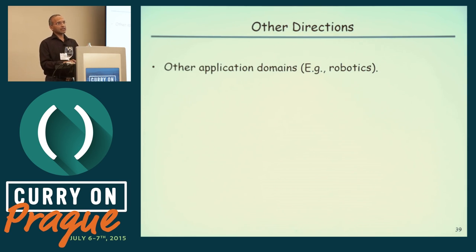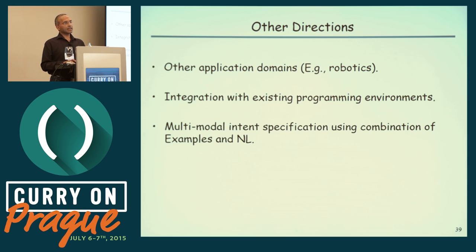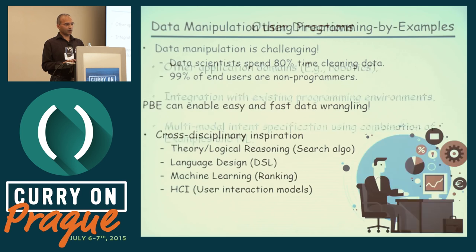You might imagine applying this technology to other domains. I think in a couple of decades when household robots become more common, this will be a fantastic technology to program robots. You can imagine integrating this inside existing programming environments, because this can be useful even for developers. And ideally, the intent should be expressed using combination of examples and natural language, because sometimes tasks are easier specified using natural language, such as reduction tasks like average, filtering, and so on.